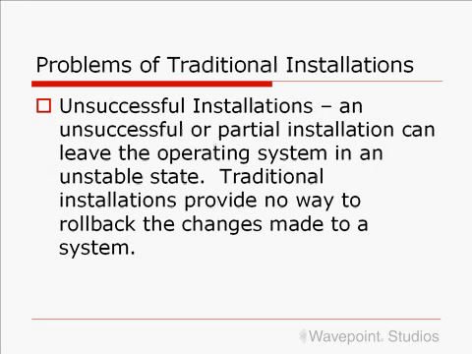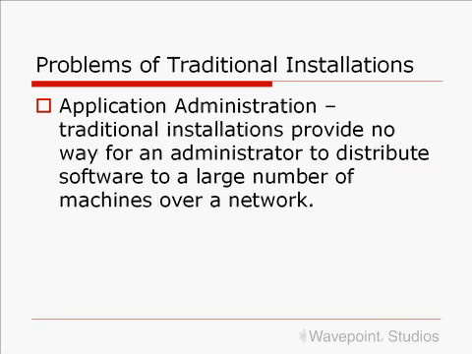Unsuccessful installations. An unsuccessful or partial installation can leave the operating system in an unstable state. Traditional installations provide no way to roll back the changes made to a system. Application administration. Traditional installations provide no way for an administrator to distribute software to a large number of machines over a network.